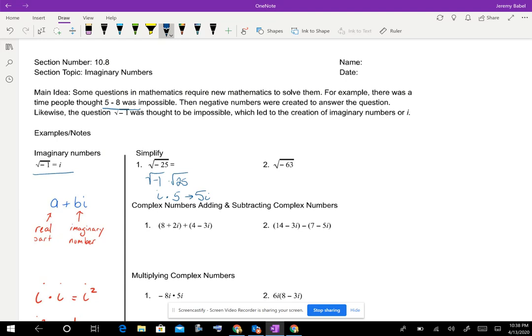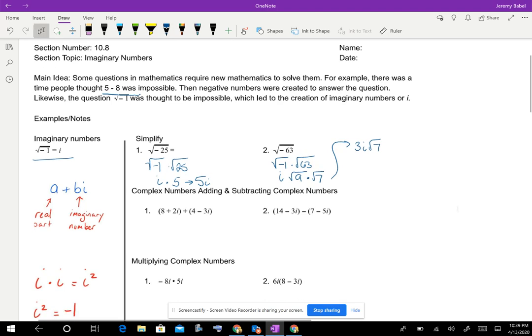Sometimes it doesn't work out quite as nicely as that, but we'll follow the same idea. So we've got the square root of -1 times the square root of 63. The square root of -1 is just i. 63 we could break down into the square root of 9 times the square root of 7. The square root of 9 we know is 3, so we would have 3 times i times the square root of 7. So basically, whenever there's a negative underneath that square root symbol, we're going to be able to take that out and put it in front as an i. All right, so that's basic simplifying for imaginary numbers.